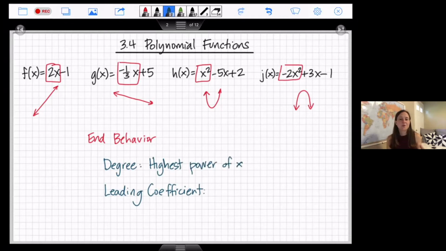When it was x to the first, this was a line. We knew it was going to be a straight line going either way. And then with the x squareds, the highest power of x was the squared. And that's what told us the shape was going to be a parabola. And then we had to look at the leading coefficient, right? The leading coefficient is just the coefficient that's stuck to the highest power of x. Okay. So this is the coefficient of the highest power of x.